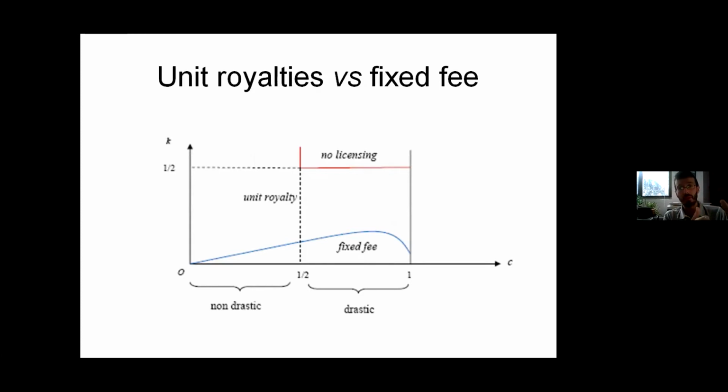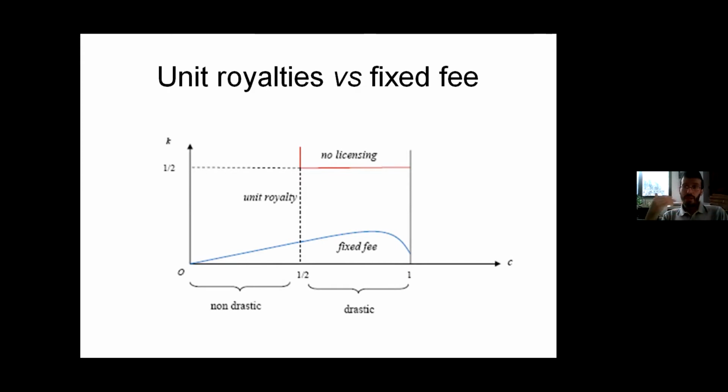Here is the comparison between per unit royalties and fixed fee, and of course no licensing. And what can be seen from this picture is the following. When K is sufficiently low, fixed fee turns out to be better than per unit royalties. And this happens both in the case of non-drastic innovation, so when C is lower than 1 divided by 2, and when we have drastic innovation, so when C is greater than 1 divided by 2.